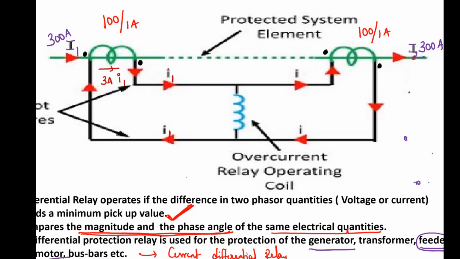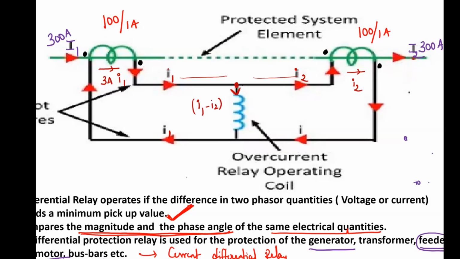Now, here also, let us call this current small I2. The current flowing through the relay operating coil is I1 minus I2. If you can recollect, it is I1 minus I2 because I1 current is flowing, likewise I2 current is flowing. If you apply KCL, what will be the current flowing through this branch? I1 minus I2 will be the current flowing through the relay operating coil.